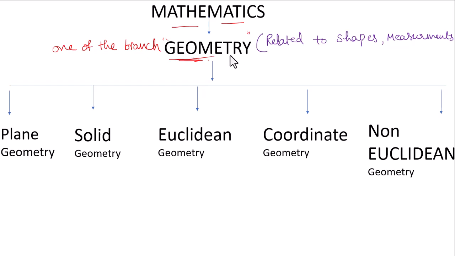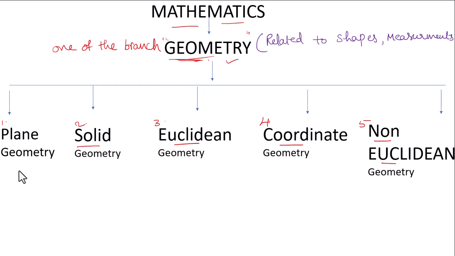Again, for our convenience, this geometry is divided into 5 types. The first one is plane geometry, the second one is solid geometry, the third one is Euclidean, the fourth one is coordinate geometry, and the fifth one is non-Euclidean geometry.